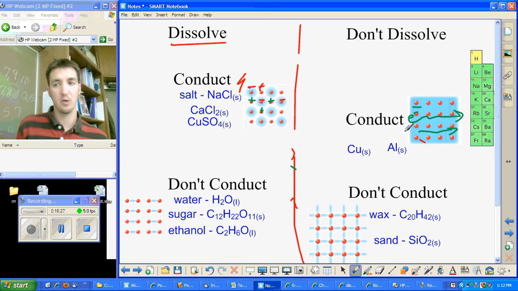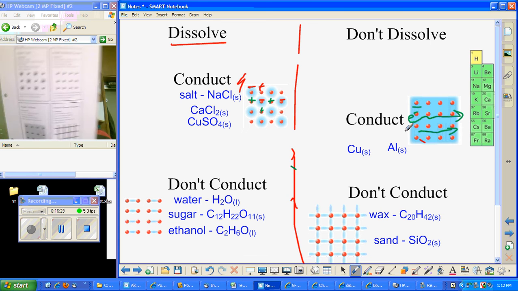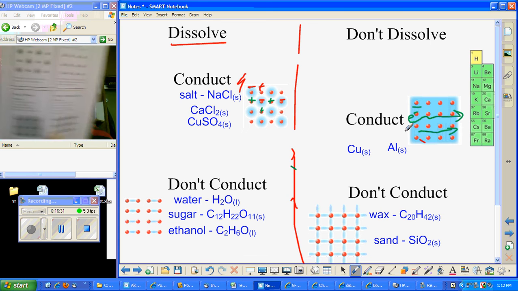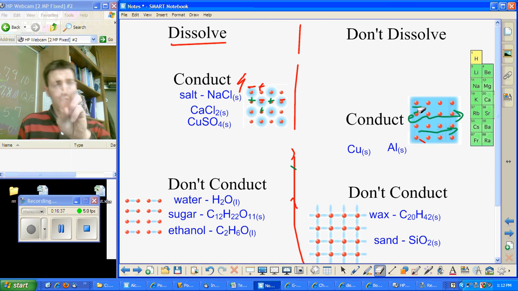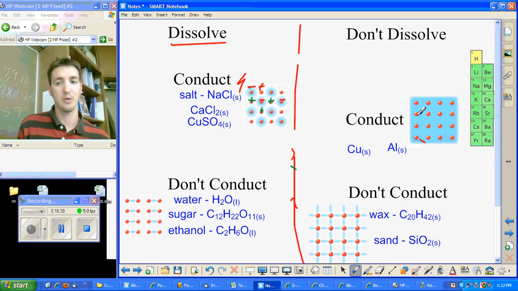If you look on your pink sheet, there's a description under each one. I'm going to go over now so you can read. There's a description of how the electrons are arranged. So like the metal, it's a sea of electrons. They move freely. So electrons can travel all over, and that lets electricity travel.